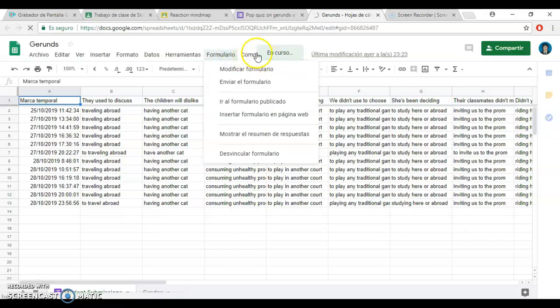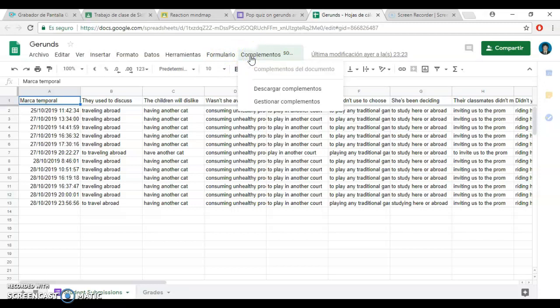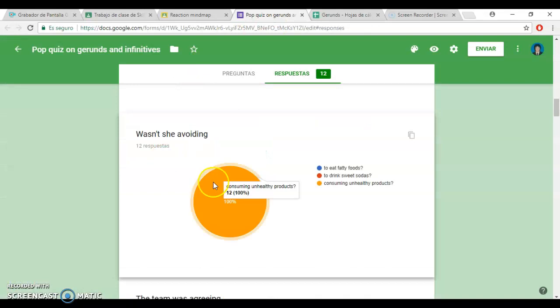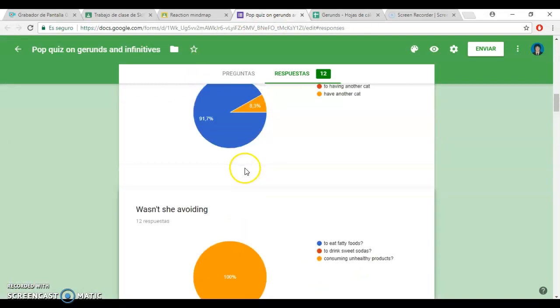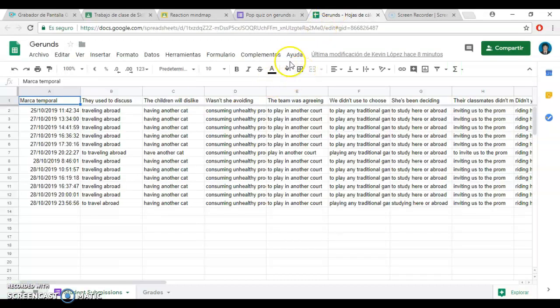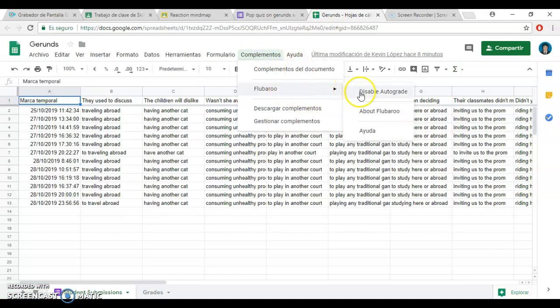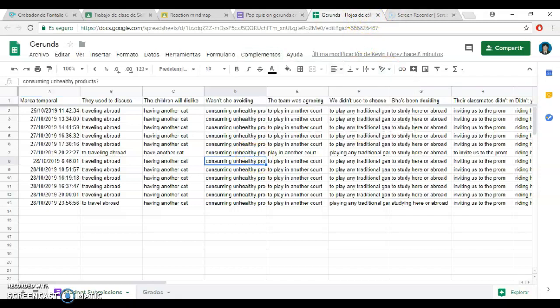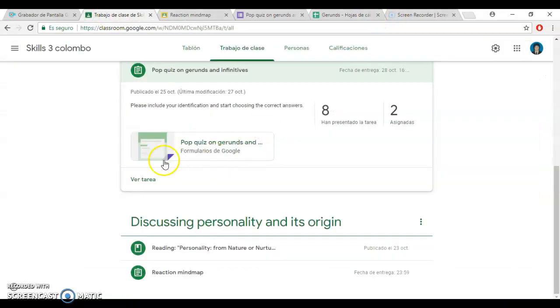Sorry, complements, and as you can see here, I don't know what happens here. When I set the quiz, which were the answer keys. Also, we added a complement called Flubaroo, which allows an auto grade. Here in this case it is enabled. So this is a very easy way to calculate our work.